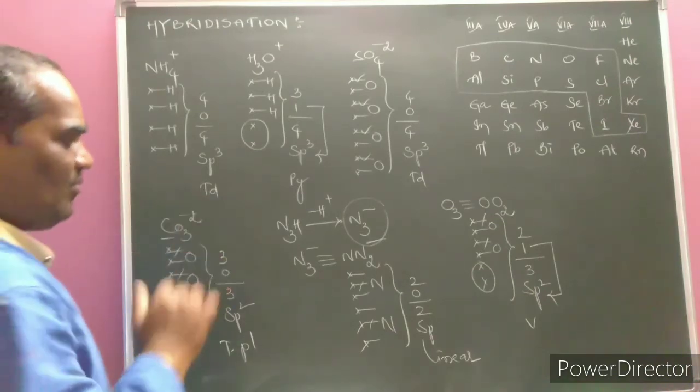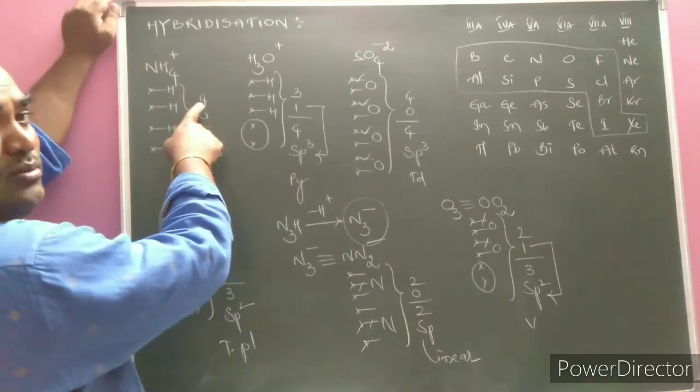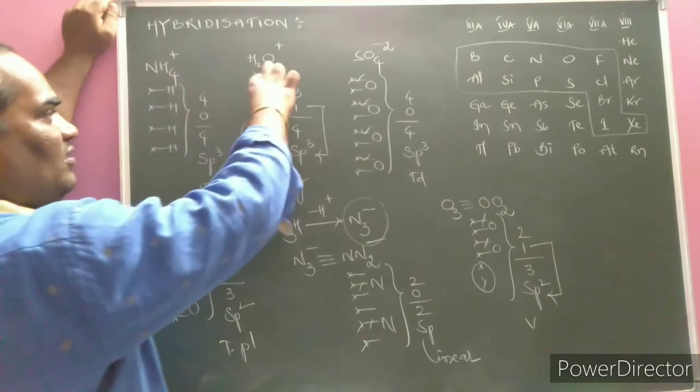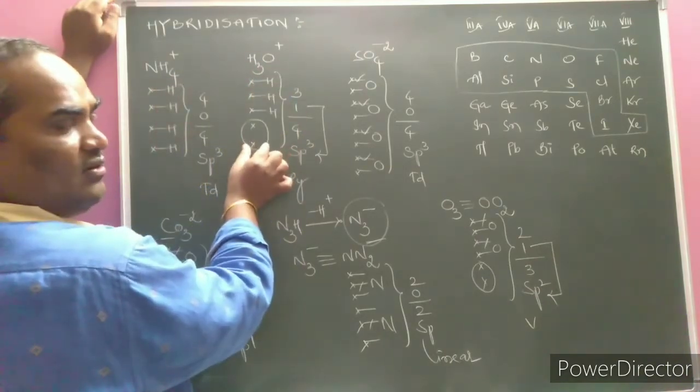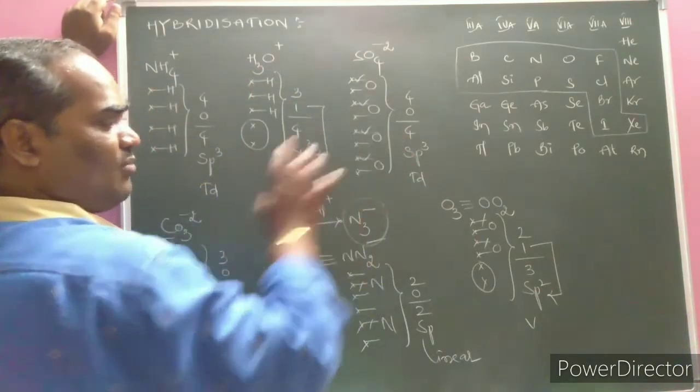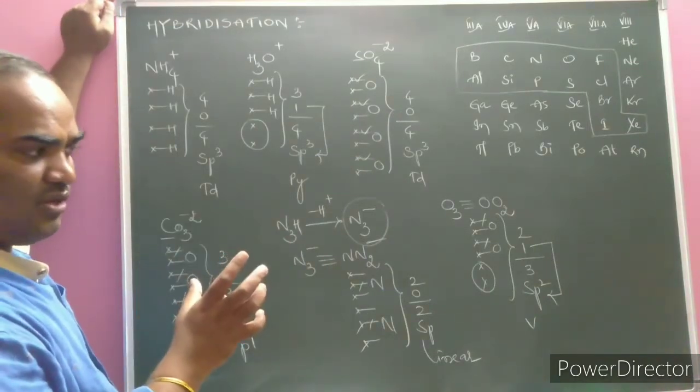Like this: hybridization, number of sigma bonds, number of bond pairs of electrons, 3 bond pairs and the lone pair of electrons, number of sigma bonds and the number of pi bonds, and geometry of the molecule.